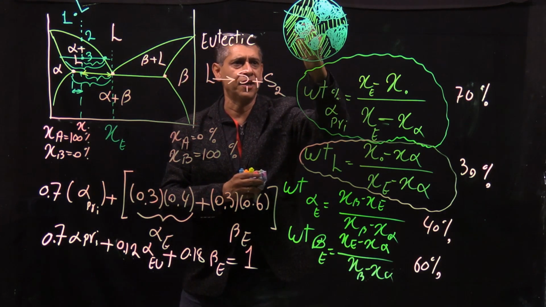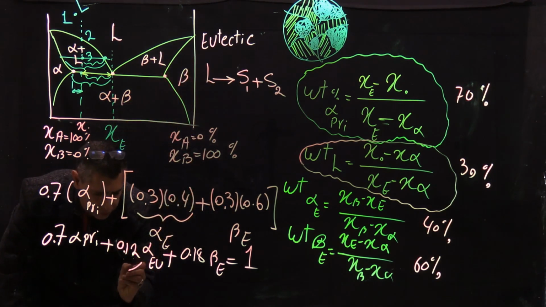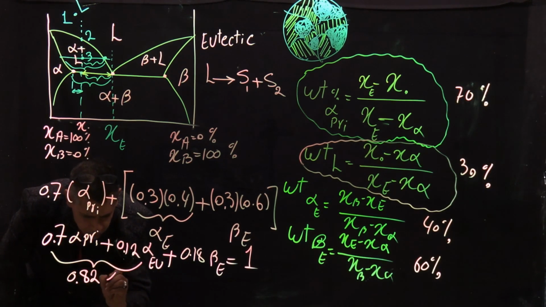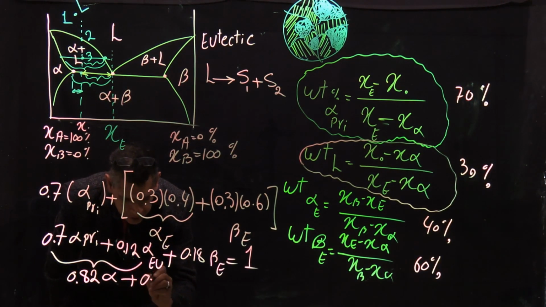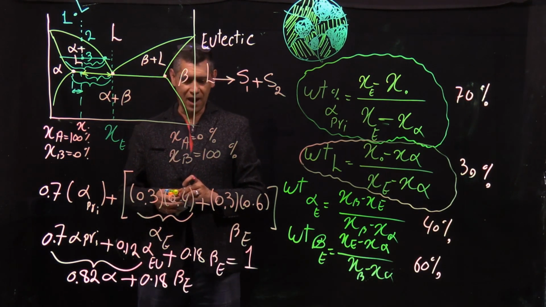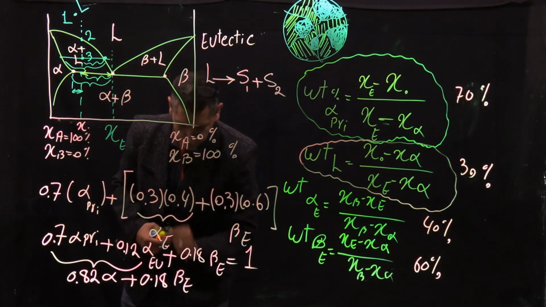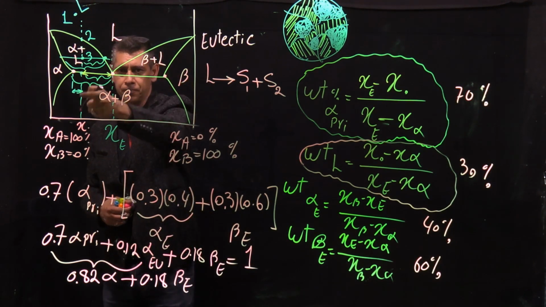Now, if someone asks you, wait a minute, how much of total alpha do you have, regardless of alpha in the eutectic or solid alpha, you add these two values. So you add these two values, and the values would be 82% of alpha in general, and you have 18% of beta in general. So that's exactly what we have. In this case, I have two kinds of alpha, primary alpha and eutectic alpha. I have one kind of beta, eutectic beta.